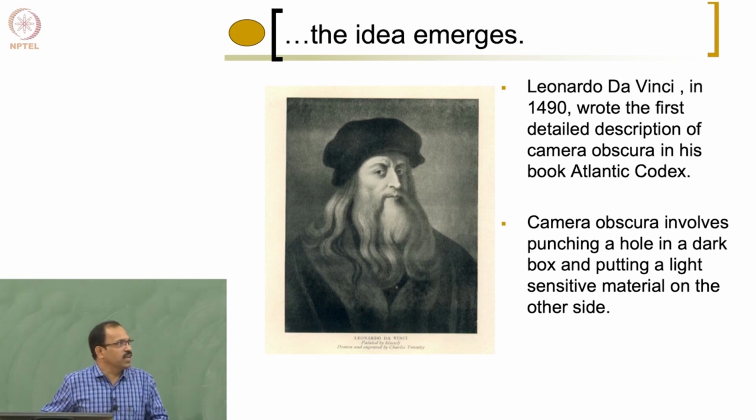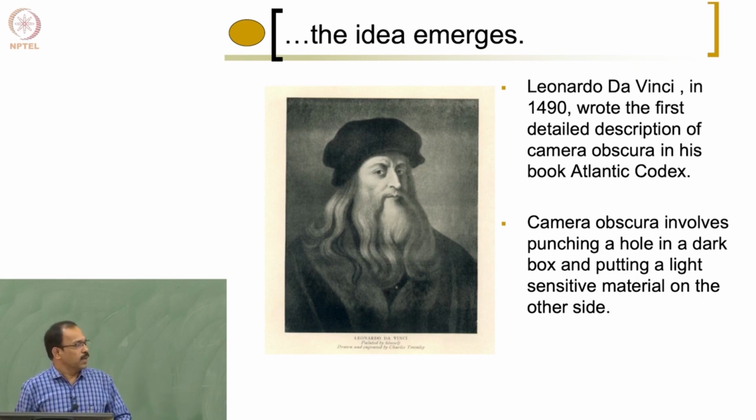Okay, so Da Vinci in 1490 wrote the first detailed description of camera obscura in his book, the Codex Atlanticus. So that was probably the first recorded description of replacing a painter. A picture by a painter. So a painting could actually be replaced by this. And this camera obscura involves punching a hole in a dark box and putting a light sensitive material on the other side.